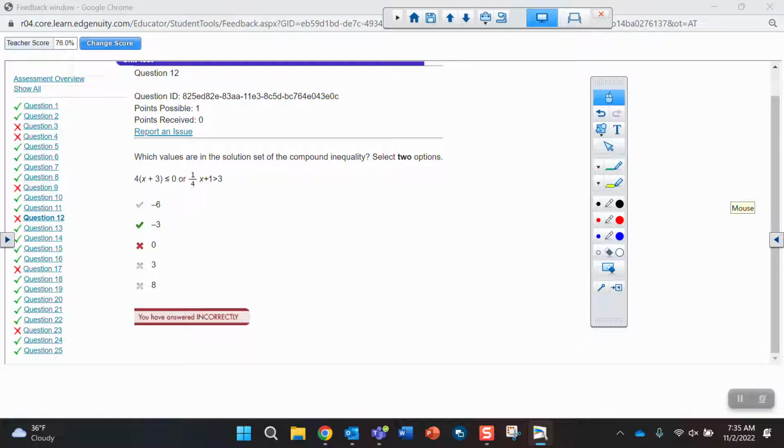Which values are in the solution set of the compound inequality? Select 2 options. So you can do a couple of things here. You could test all of these numbers, or you could solve both of the inequalities. So I'm actually going to go that route and solve. So for this first part, for 4 times (x plus 3) less than or equal to 0, I'm going to divide both sides by 4. You actually can do that instead of distributing. It takes a little bit of a shortcut. So I get x plus 3 is less than or equal to 0. When I subtract 3 from both sides, we get x is less than or equal to -3.